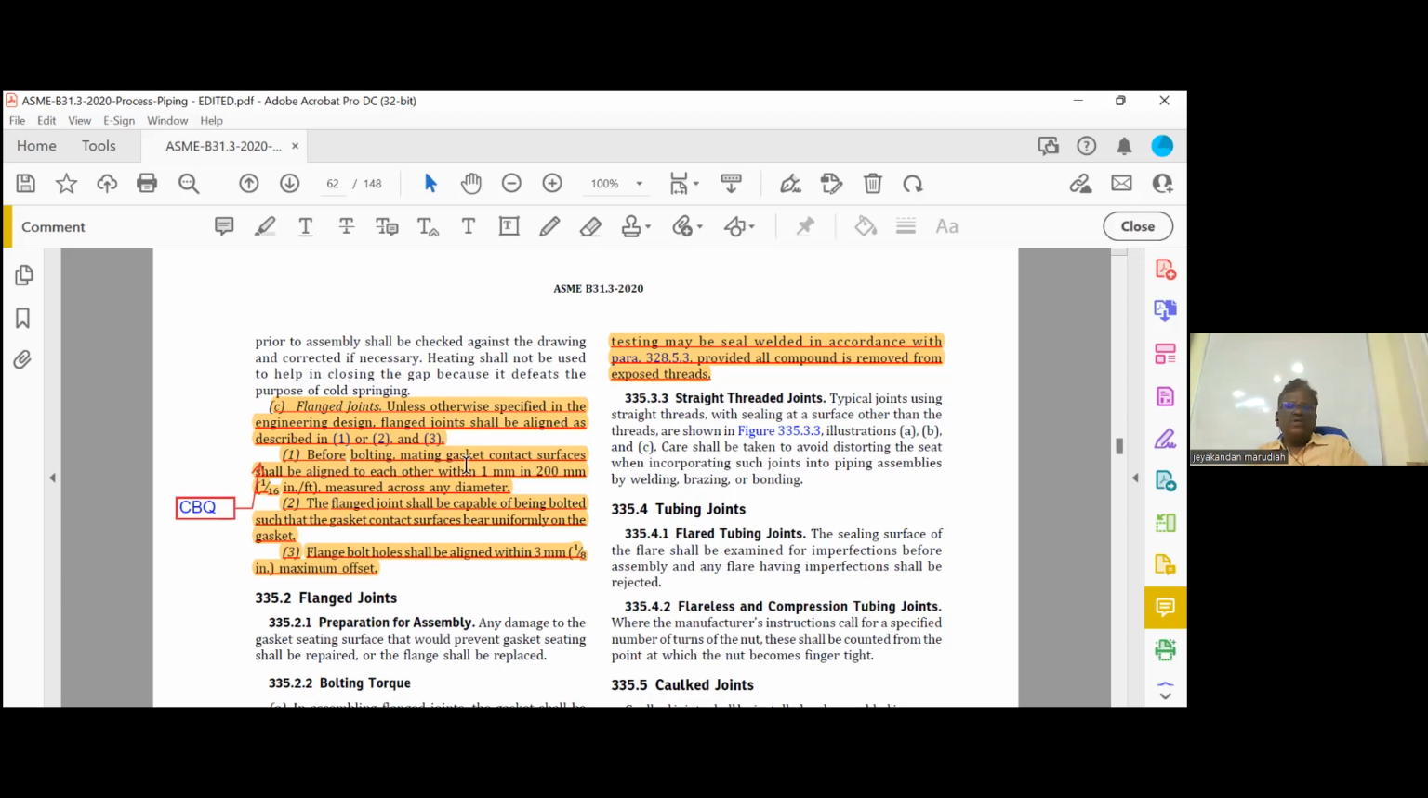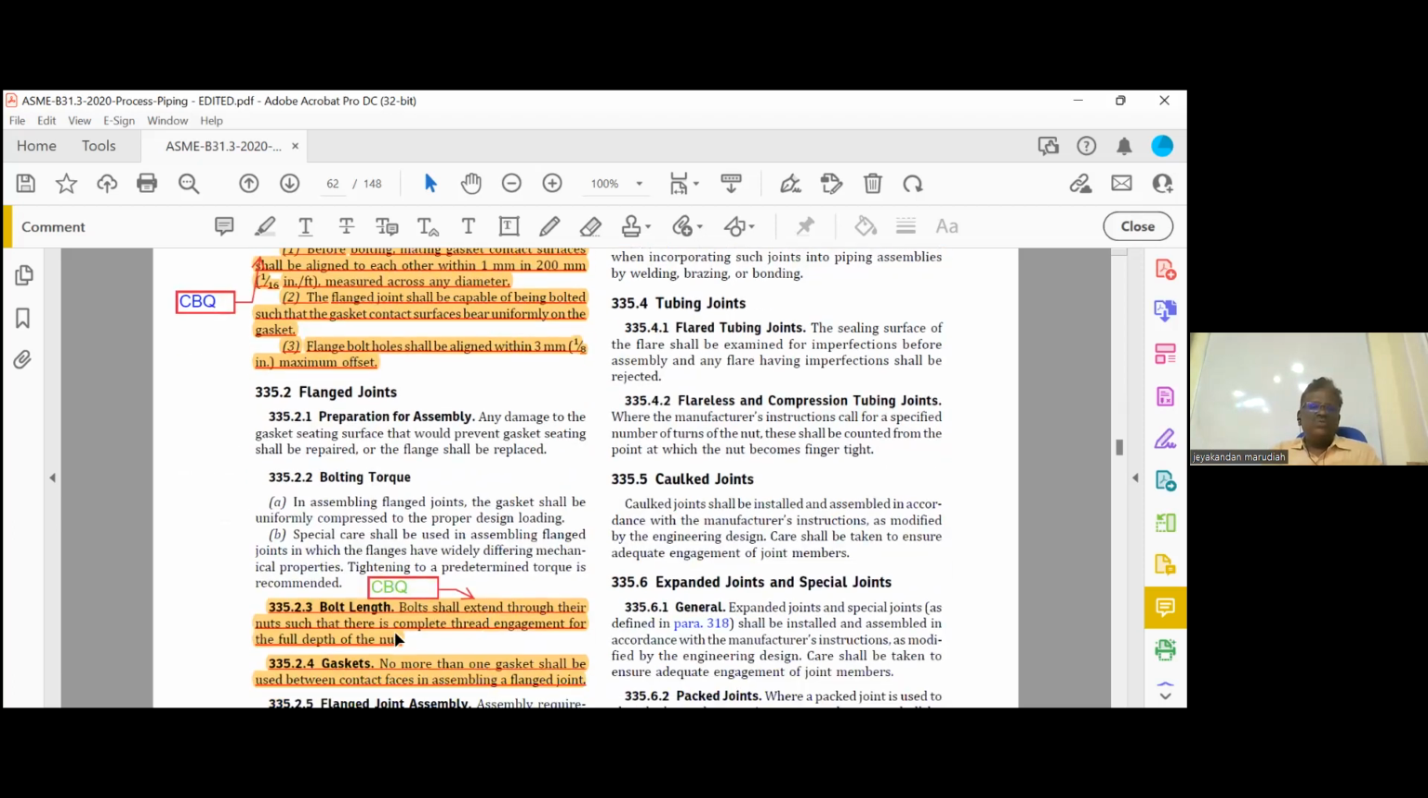Flanged joints, before bolting, mating gasket surfaces shall be aligned within 1 mm in 200 mm. And flange bolt holes shall be aligned within 3 mm maximum offset. Maximum 3 mm offset. Suppose the bolt hole is shifted, not exactly matching, then how much offset is allowed? 3 mm. Now, the bolt should come completely through the nut. Engaged. In 570 we have a different requirement. In 570, even inside is allowed, but in construction it is not allowed. So highlight this one. This is a close book question.